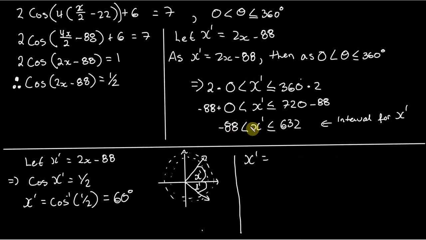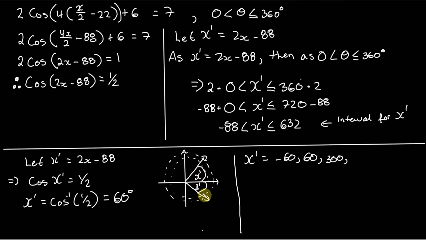Because x prime is greater than negative 88, we can account for a negative value going this way instead of this way. So we get minus 60 as one solution, and 60 as another solution. What else do we have? If we go around once more in the positive direction, we get this vector again. So it's going to be 360 minus 60, which is 300.